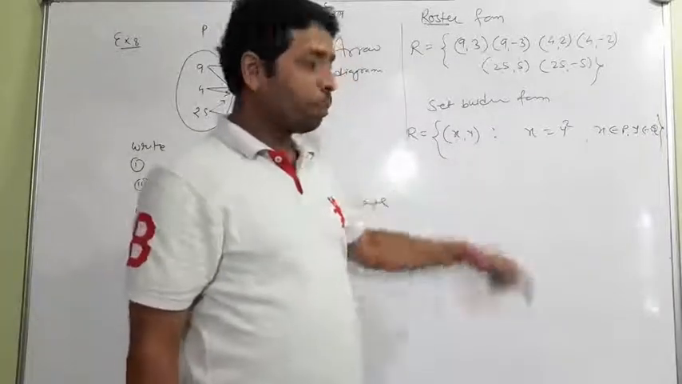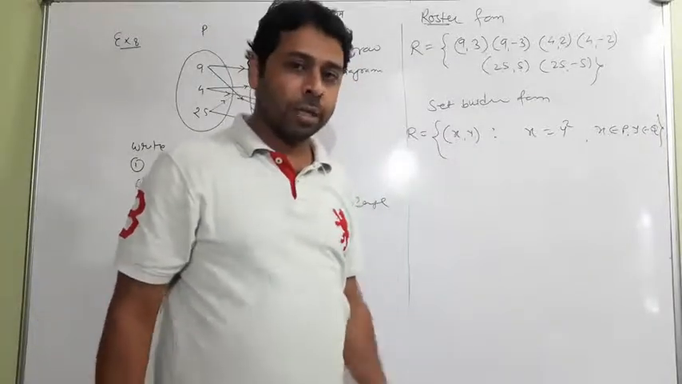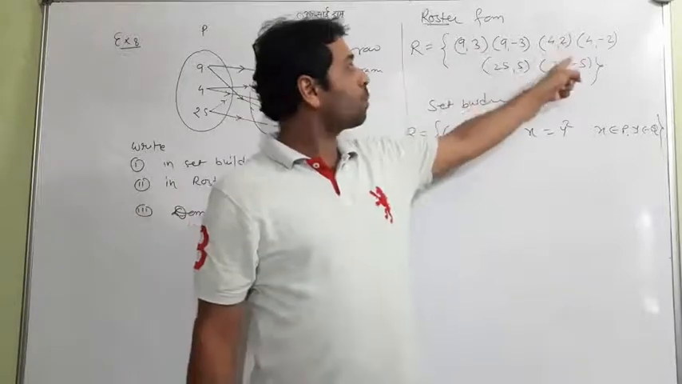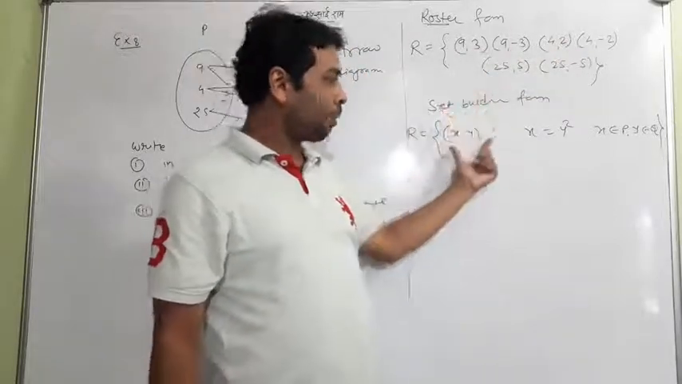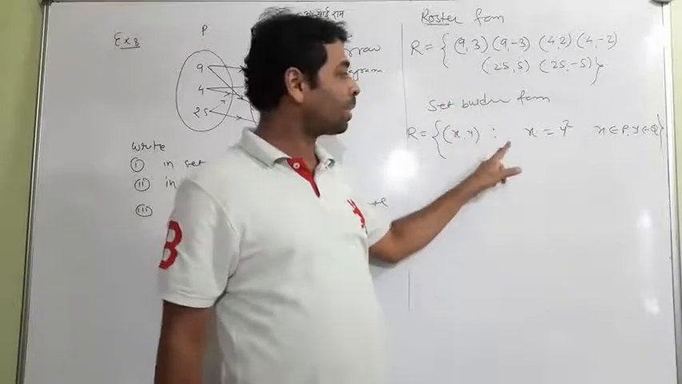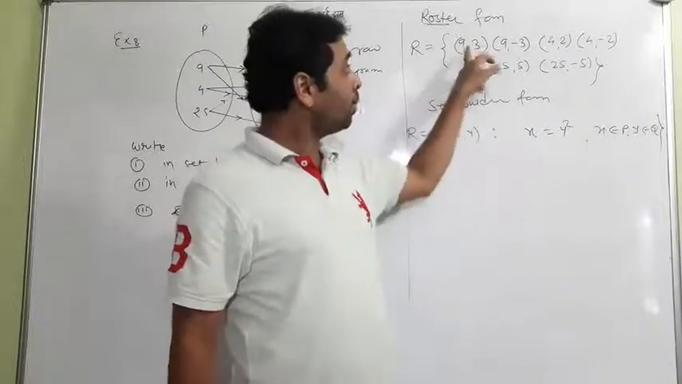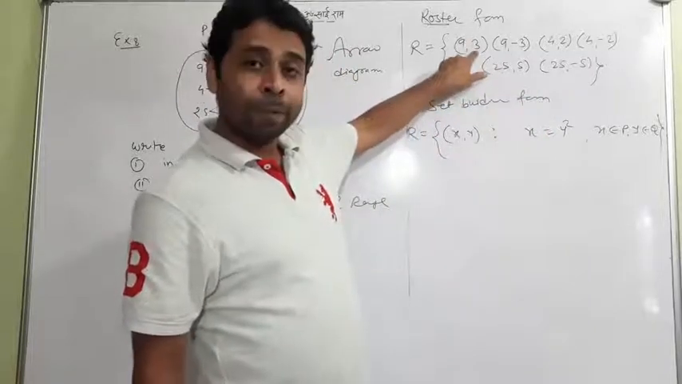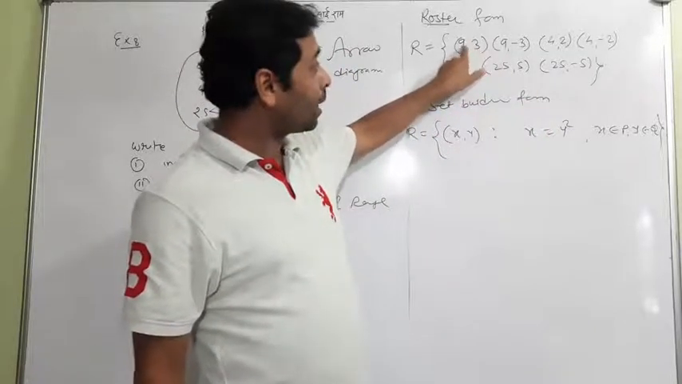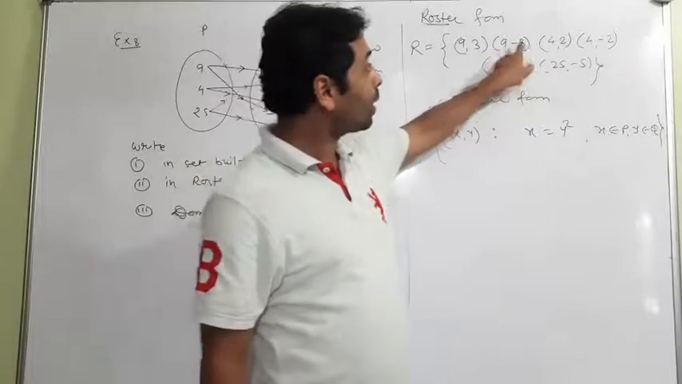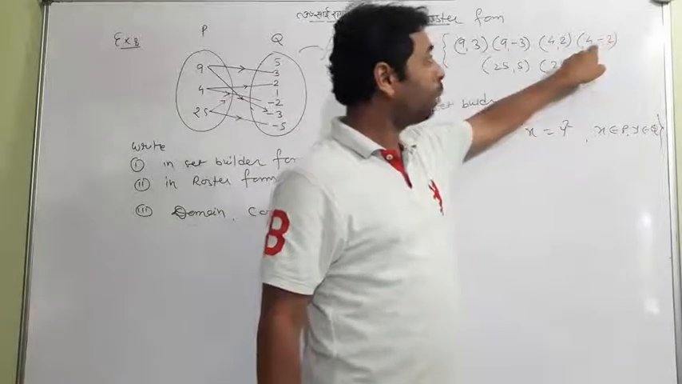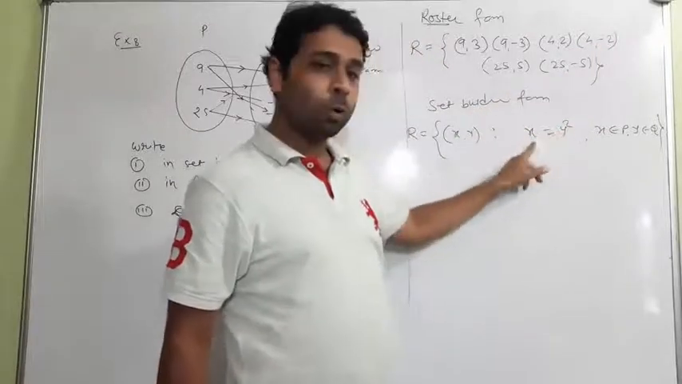This just needs practice. You can watch again. The ordered pairs x, y are the roster form. Definitely in set builder form you have to write in ordered pairs x, y such that. So what is the relation between x and y? One can simply predict that it is x, it is y, so y square is equal to x.